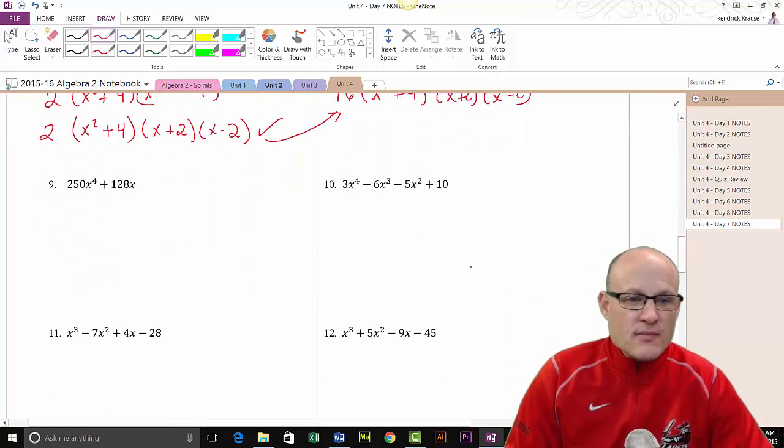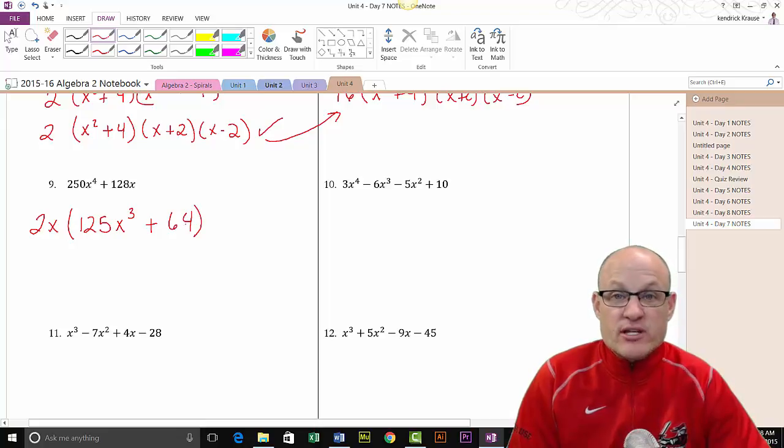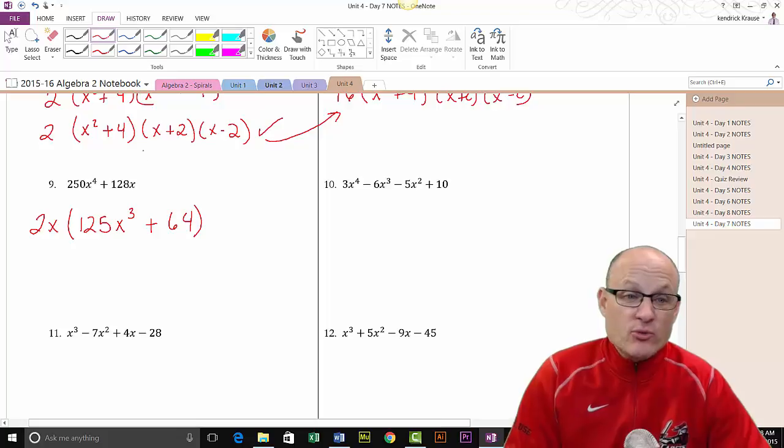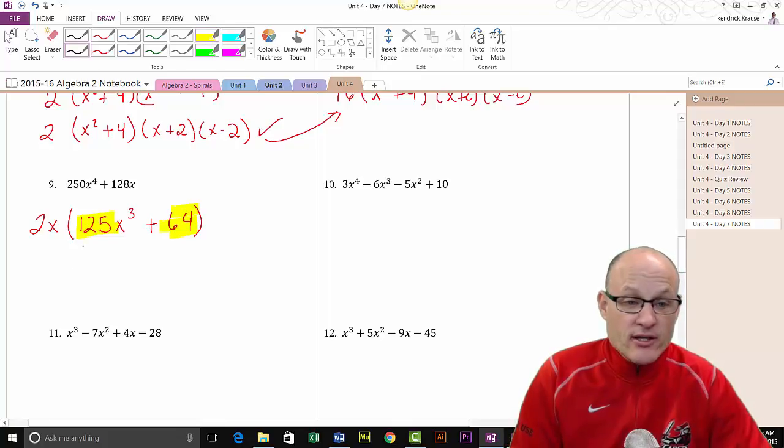All right. Here I'm going to take out a 2 and an x. I think that's it. This leaves me 125x cubed plus 64. Now don't forget, if it's a binomial, you're looking for the difference of perfect squares, or you're looking for the difference or sum of perfect cubes. And hopefully you recognize 125 and 64 as perfect cubes. And they are. This is 5x cubed and this is 4 cubed.